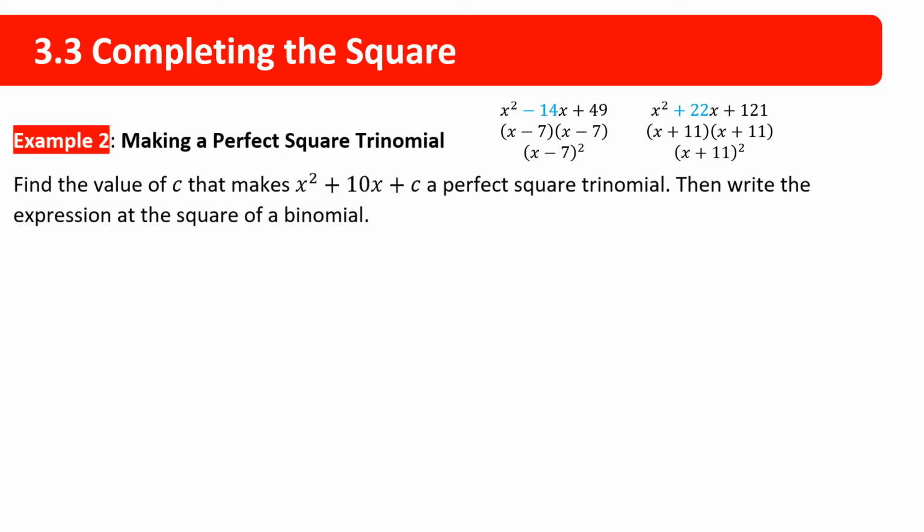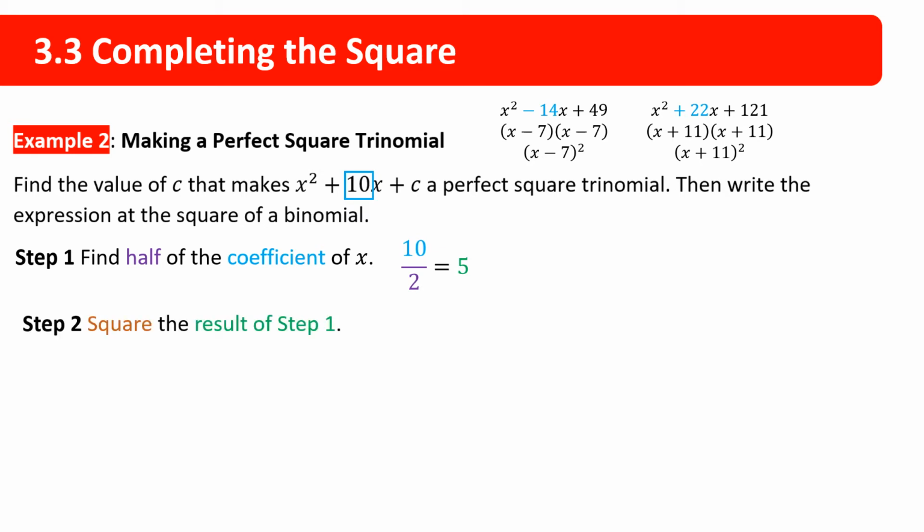So if our c value is what we're looking for, how is it related to negative 14? How is it related to 22? And for this problem, what do we do if our b value is 10? The answer is take half of that value. So what is half of 10? So we come up with 5.